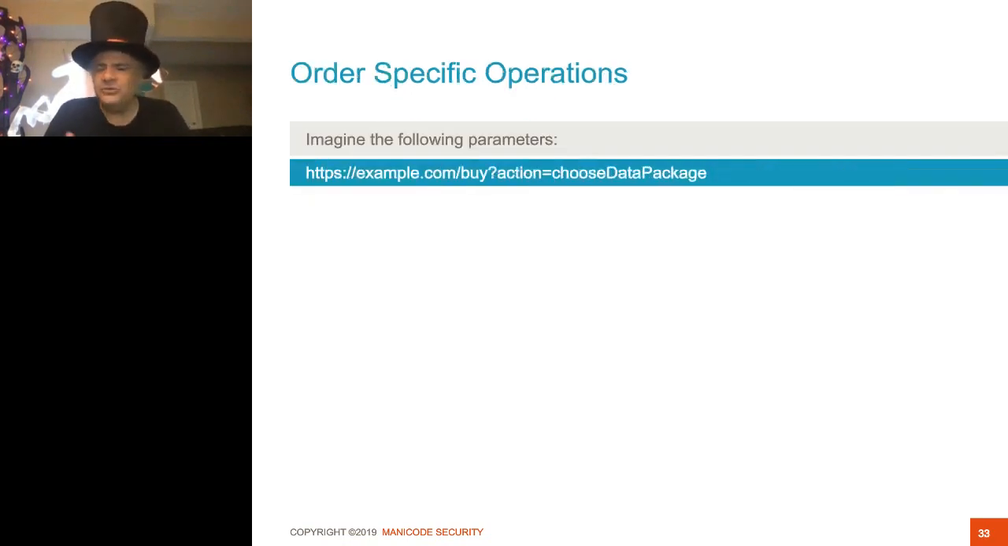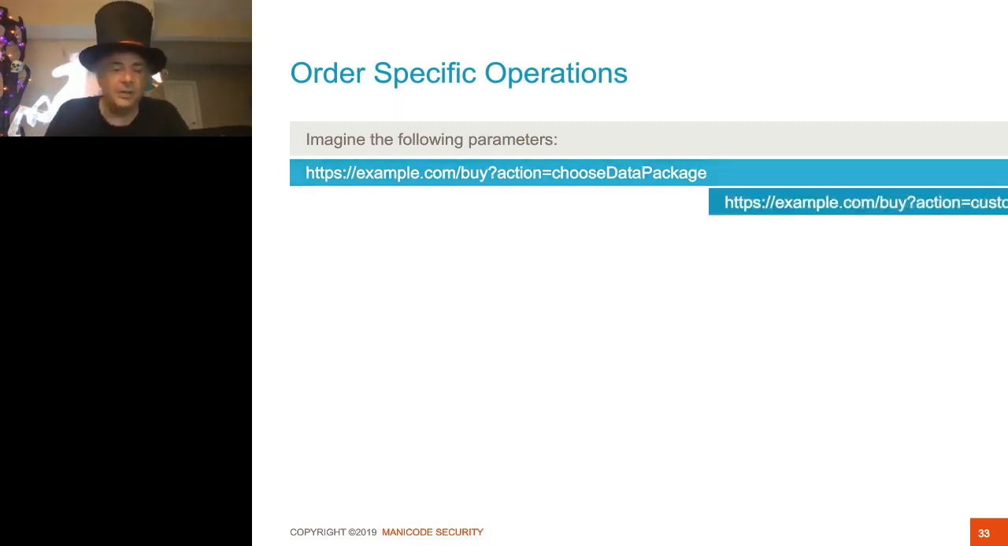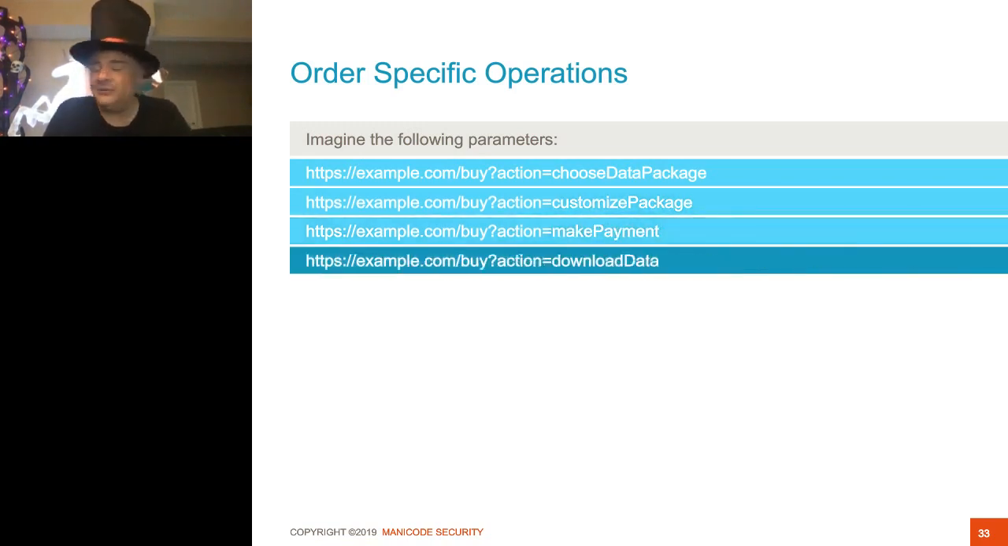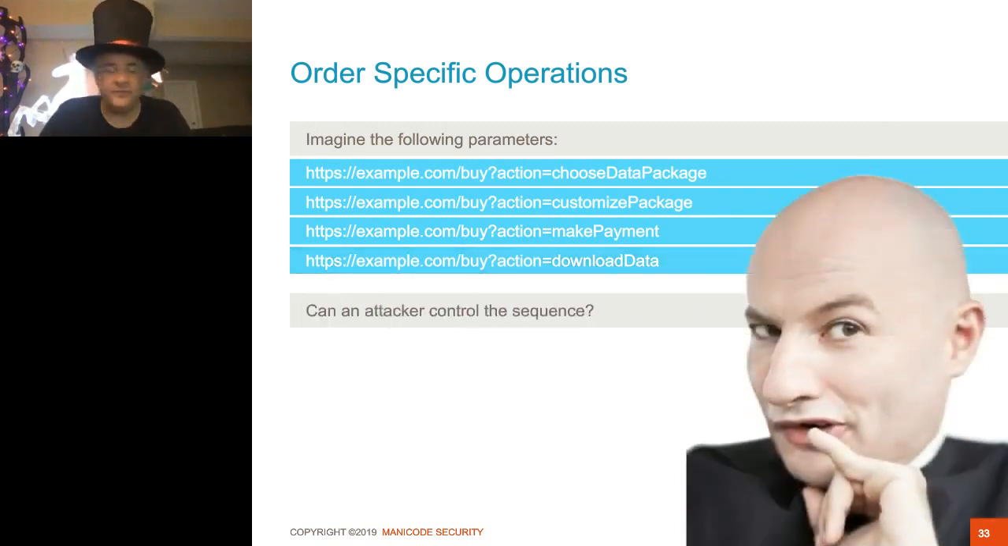So I'm going to buy something in a digital shopping cart. I start by choosing the data package. Then I'm going to customize the package to my liking. Then I'm going to make a payment. Then I'm going to download the data. So the question is, if you're the threat agent, if you're the attacker, what step are you going to skip? Just skip payment, of course. Go choose data, customize package, and then download it.